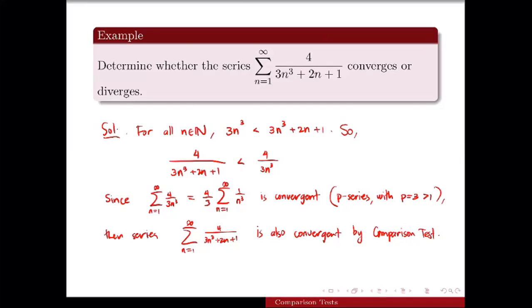Very easy to use, the comparison test. It's very easy to use if you know which series you will use to compare your original series with.